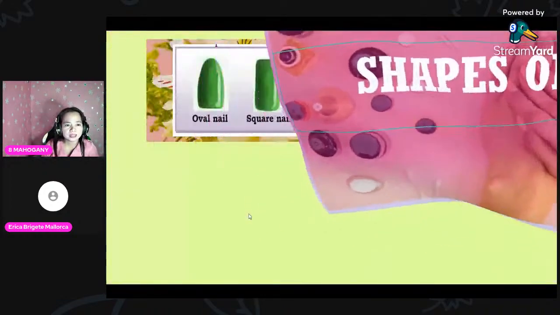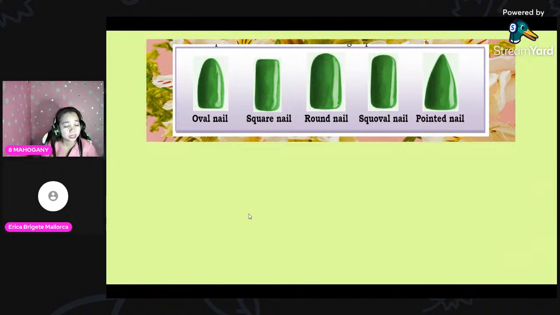So we have here the sample pictures of your answers given. Okay po. So ito na po yung mga sample pictures na mga sagot ninyo na ibinigay. So tama po. We have square. We have also the oval nail, the round nail, the squoval nail, and the pointed nail. So, malinaw po ba yung sample picture ko? For you to visualize kung ano yung itsura ng iba't ibang shape of the nail. Okay po, malinaw yung sample picture ko dito.